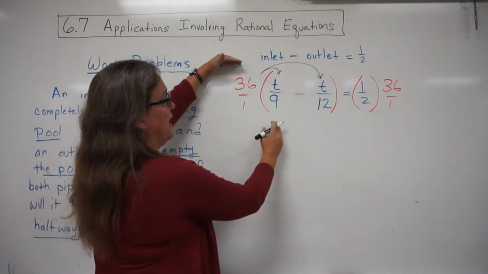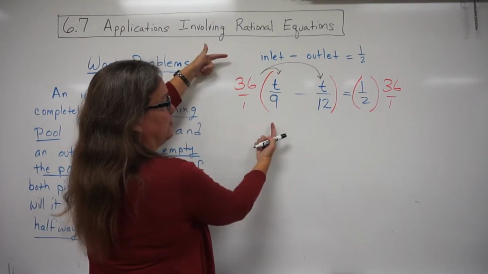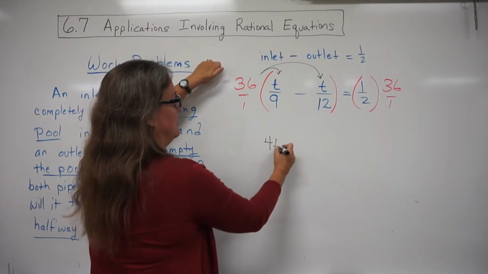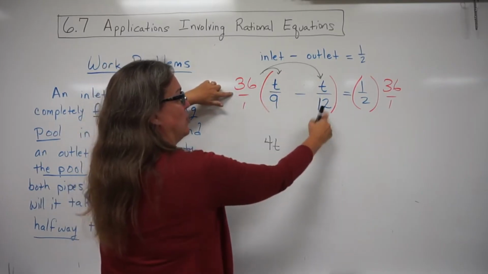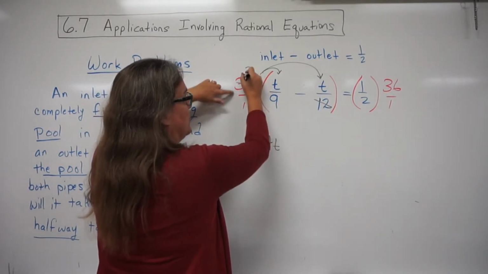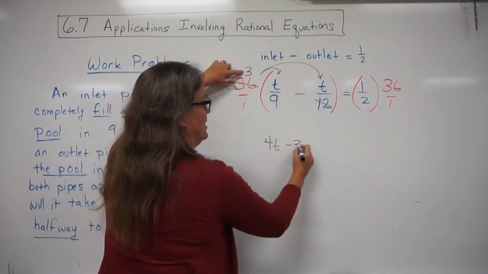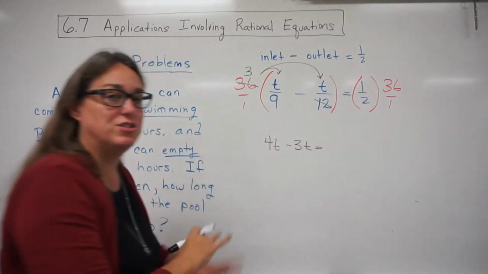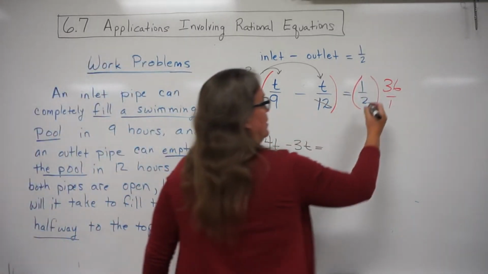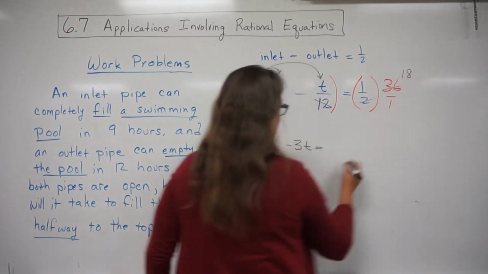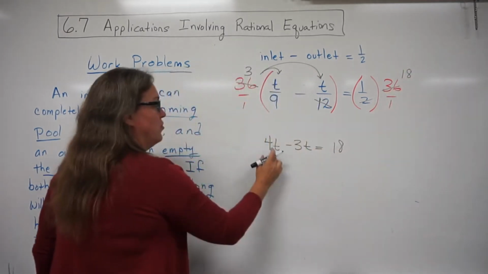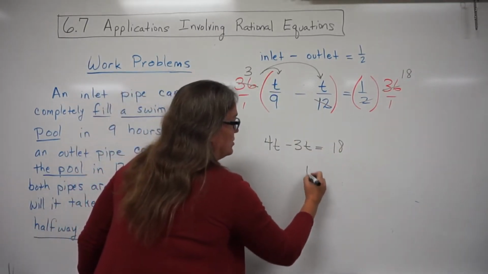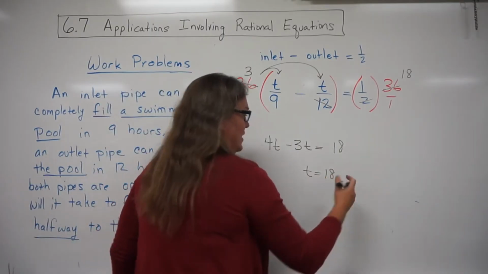36 times t over 9, well, we could cancel with the 9 and the 36 and get a 4 up here. So this is going to be 4t. Then multiplying by the next term, 12 goes into 36 3 times, so we get 3t. Over here, we just have straight up fractions, no variables in there at all. 2 goes into 36 18 times. 4t minus 3t is equal to 18. So that's just 1t, or just t. That's 18. Well, what does that mean?